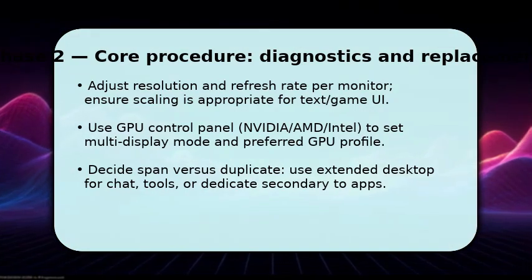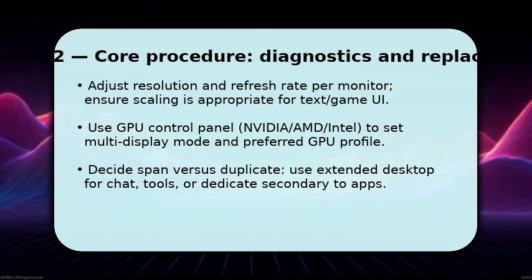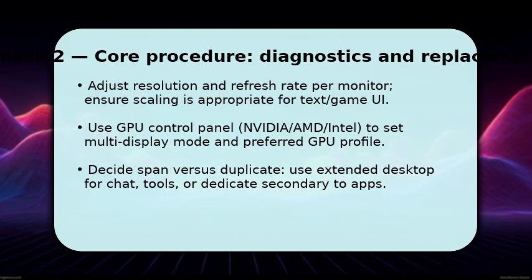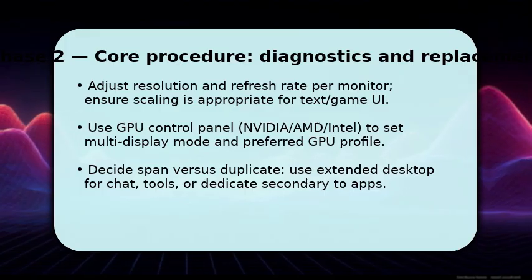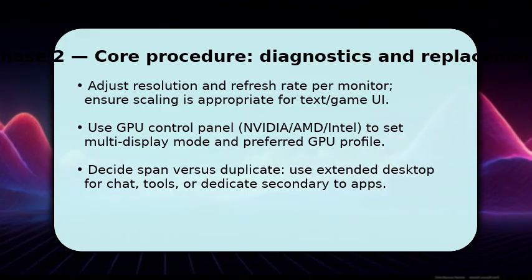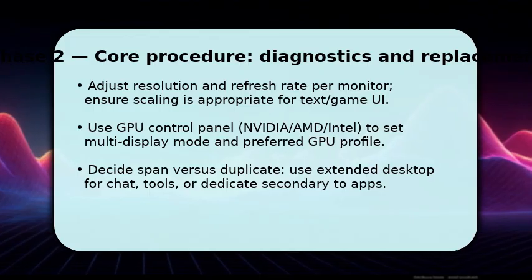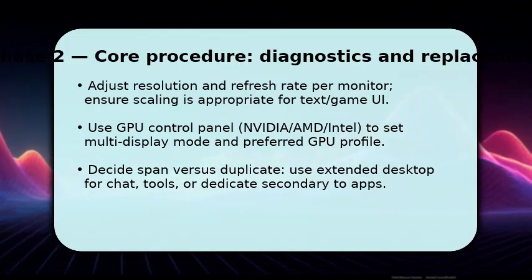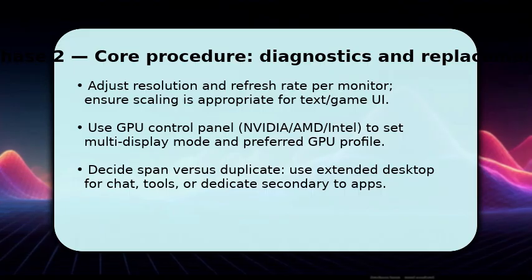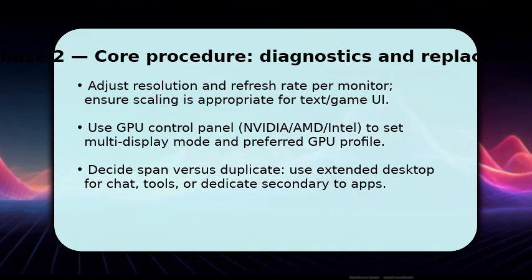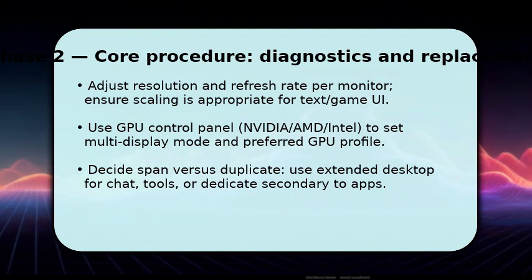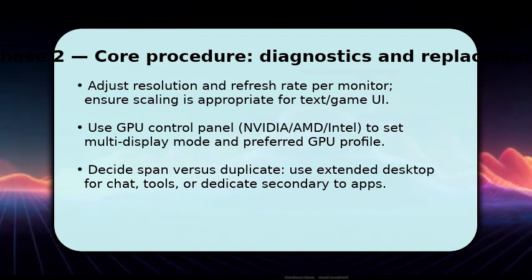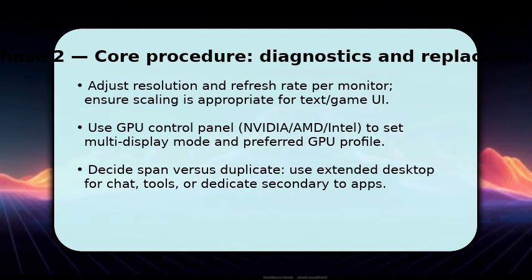In Display Settings and your GPU control panel, set each monitor to its native resolution and the highest stable refresh rate. This reduces input lag. Once configured, choose Extended Desktop so you can run the game on one screen and utilities on the other. Make sure scaling is consistent so UI elements are readable. If using G-Sync or FreeSync, enable it per monitor. Finally, create a GPU profile for your game to lock settings and ensure consistent performance.